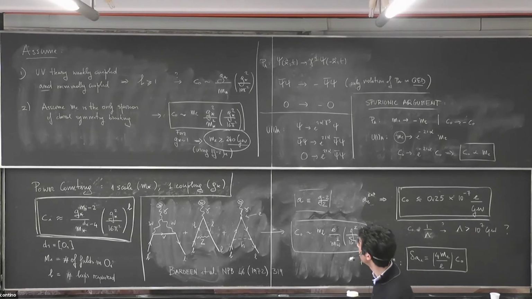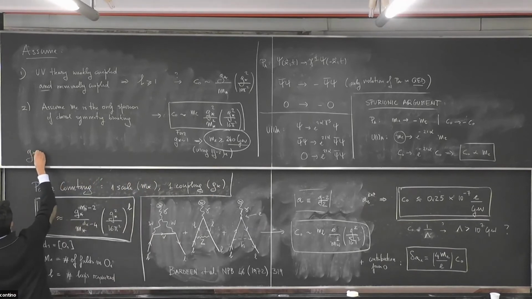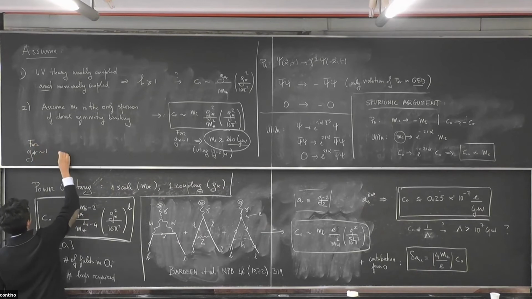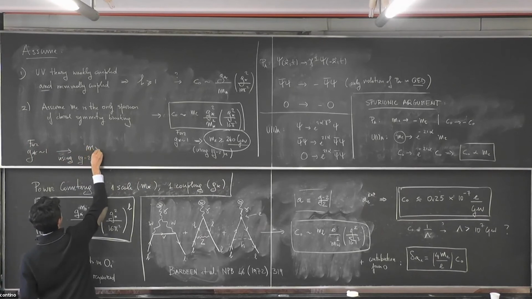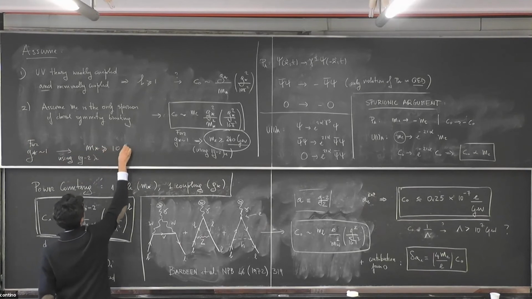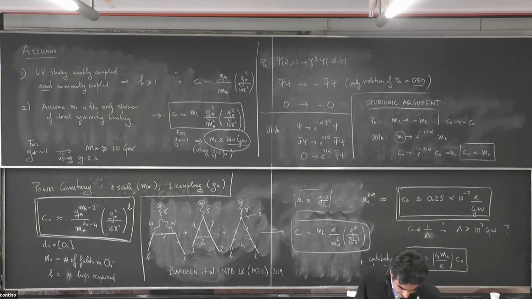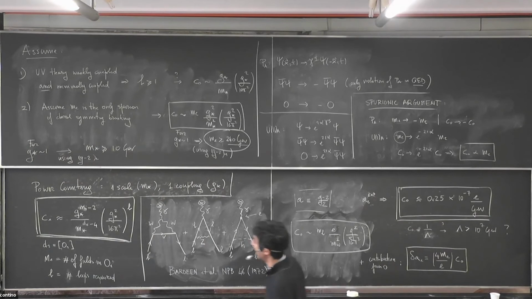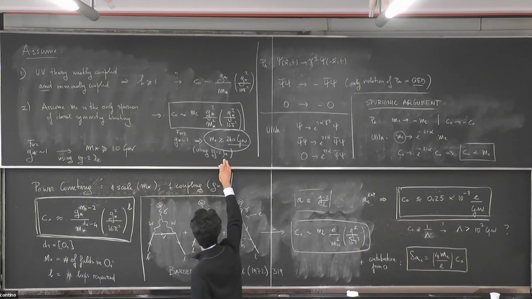I didn't tell you a number. If you use the g-2 of the electron, then you get that M star has to be bigger than 10 GeV. If you do this exercise, you get something like 10 GeV with the electron. If you do g-2 of the muon, then you get 240 GeV.